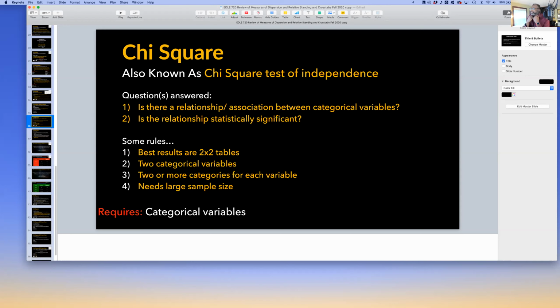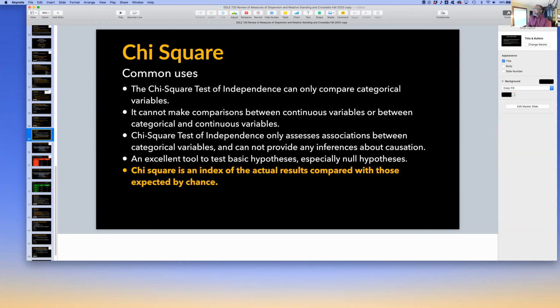really real, right? So these are best when they're 2x2 tables. You have to have two categorical variables and two or more categories for each variable, okay? And generally you want a large sample size. Again, this chi-square of independence can only compare categorical variables. I cannot make comparisons between continuous variables or between one categorical variable and a continuous variable, okay?